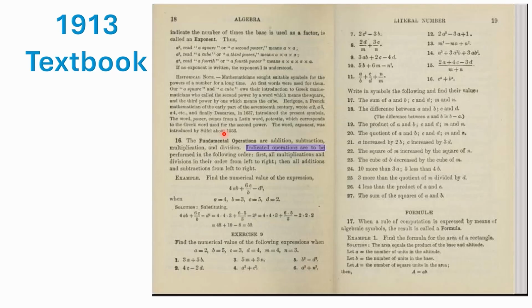A 1913 textbook. Yeah, it's an algebra book, but it doesn't matter because the order of operations applies to algebraic and non-algebraic expressions and equations. So they talk about addition, subtraction, multiplication, and division. And it says the indicated operations are to be performed in the following order. First, all multiplications and divisions in their order from left to right, then all additions and subtractions from left to right.